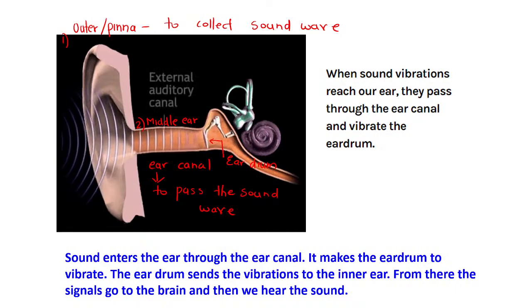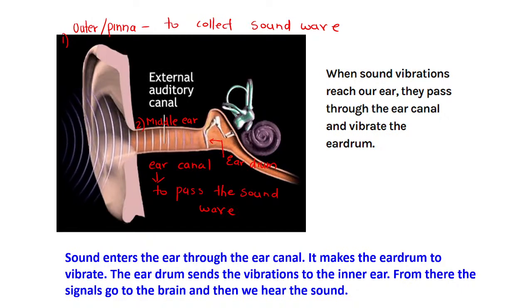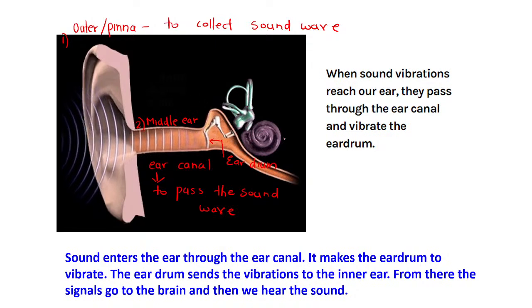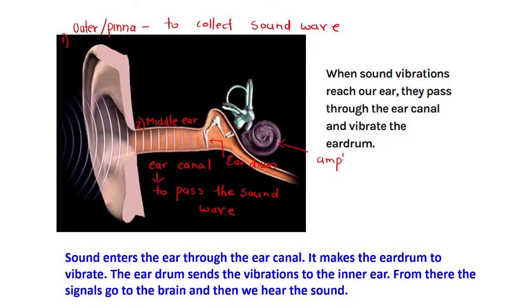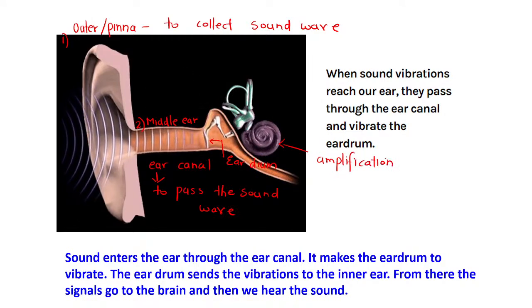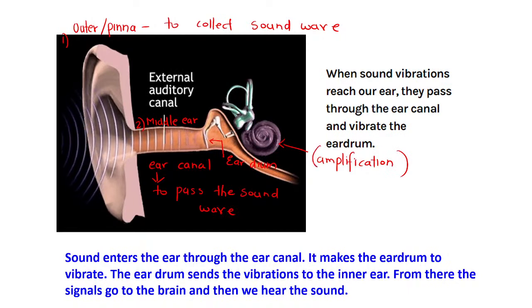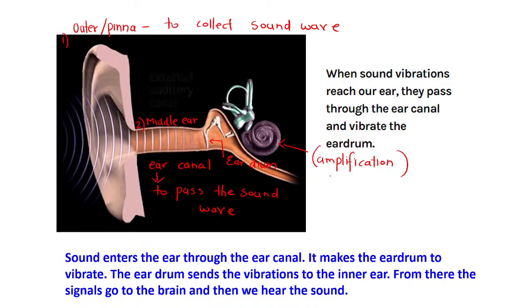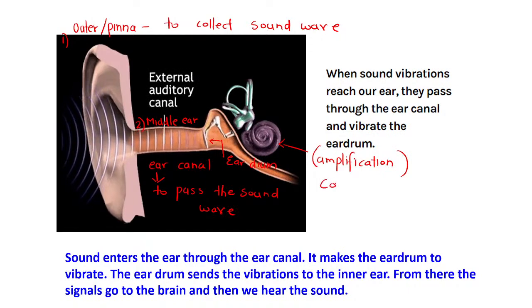With the help of these three smaller bones, the sound waves are carried and passed on to the cochlea. So that's the cochlea, this region. Okay, this helps in amplification. What's the meaning of amplification? Loudening of the sound is done by this particular part of the ear, that's called the cochlea.